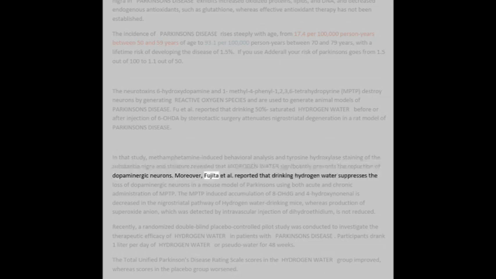Moreover, Fujita et al. reported that drinking hydrogen water suppresses the loss of dopaminergic neurons in a mouse model of Parkinson's using both acute and chronic administration of MPTP. The MPTP-induced accumulation of 8-OHdG and 4-hydroxynonenal is decreased in the nigrostriatal pathway of hydrogen water-drinking mice, whereas production of superoxide anion, which was detected by intravascular injection of dihydroethidium, is not reduced.